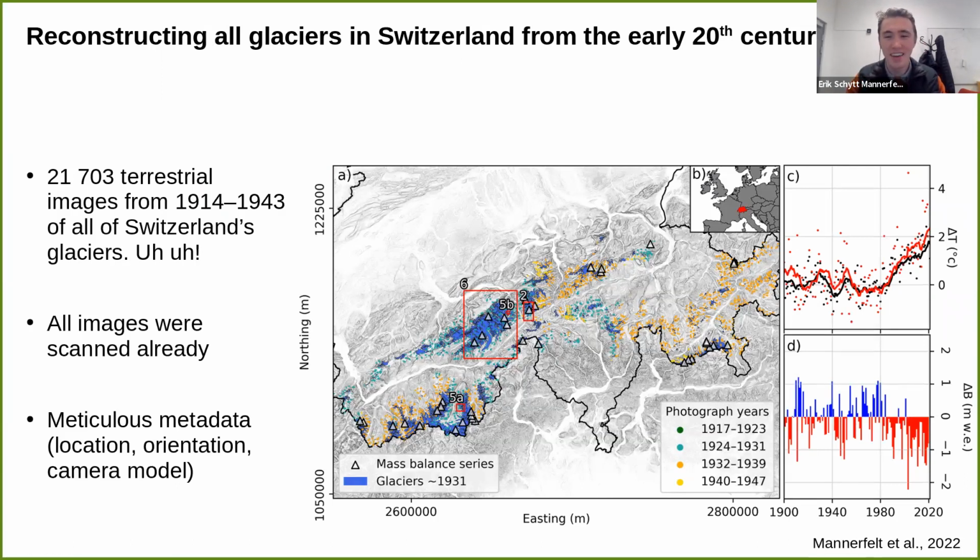I was employed at this project looking at about 22,000 terrestrial images that were taken between the world wars in the Swiss mountain range. Now that's obviously quite a larger number than the 17 and the 50 before. But luckily they were all scanned beforehand, and the metadata was incredible. Like the location, the orientation of the images, and the camera make and so on was known. So that makes it doable in a short time frame, at least.